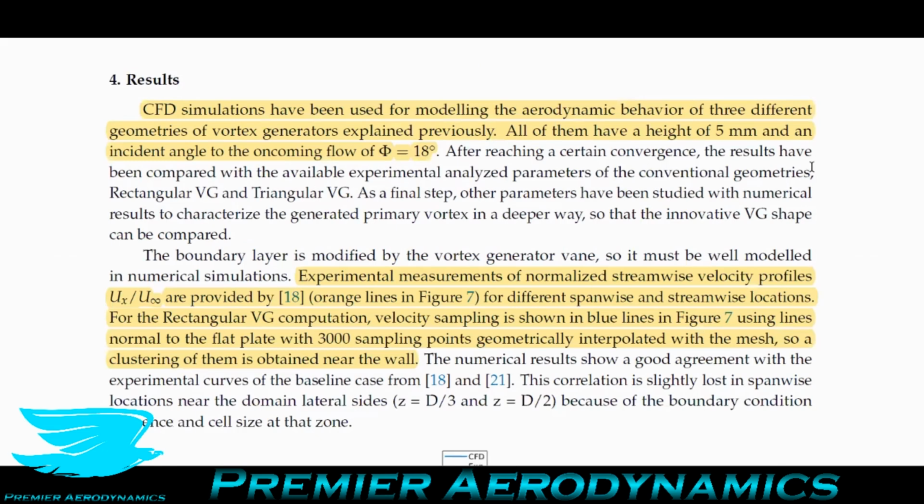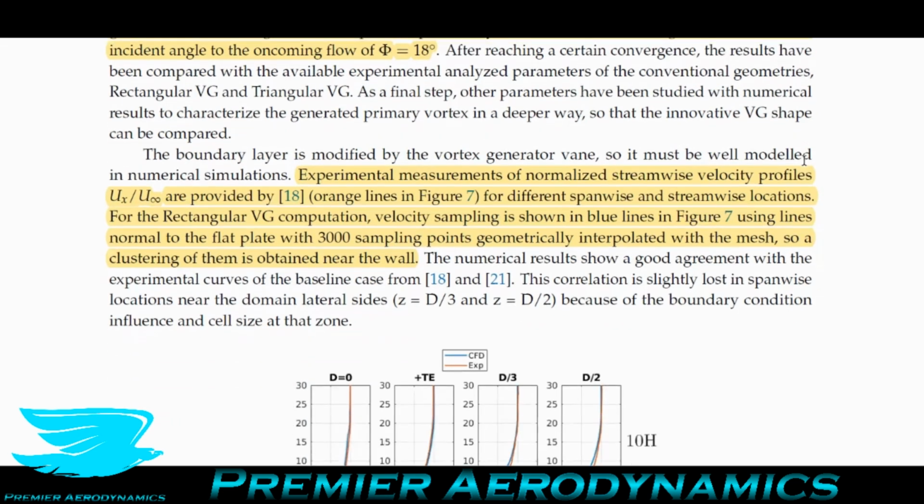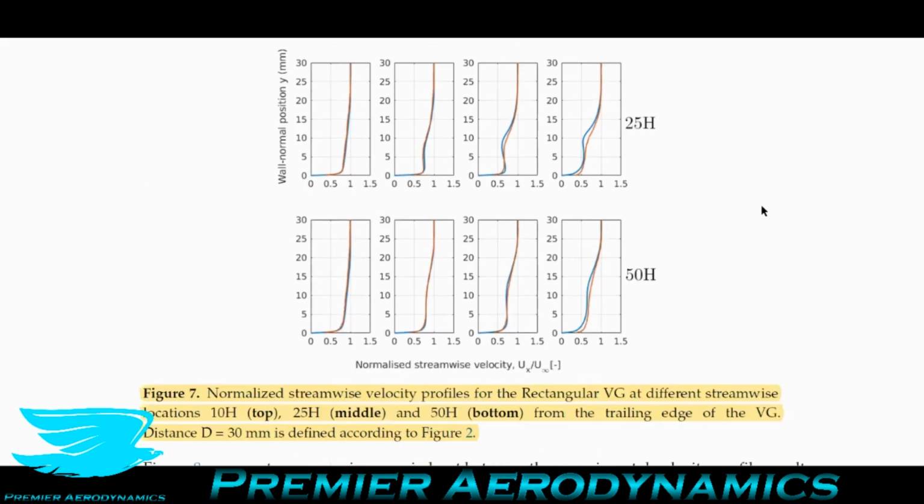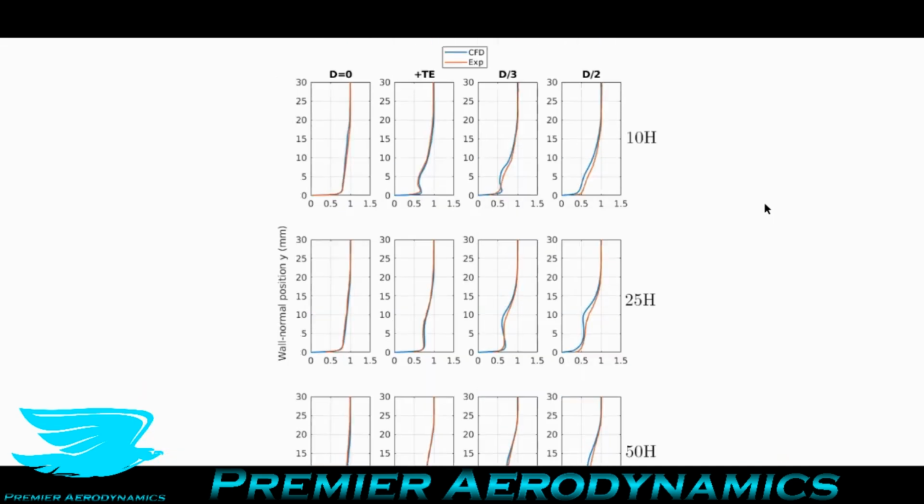So it's the CFD simulations they did. They've modeled all three vortex generators and all of them have a height of 5 millimeters. And for the experimental measurements, they give the comparison between the CFD and experiments for the three different vortex generators at different distances downstream and also to the side, which is interesting.